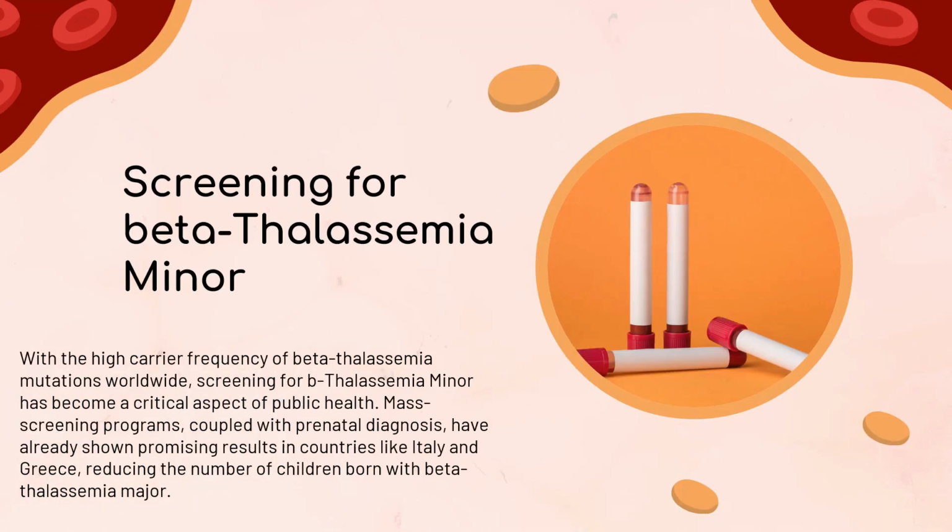Screening for beta-thalassemia minor. With the high carrier frequency of beta-thalassemia mutations worldwide, screening for beta-thalassemia minor has become a critical aspect of public health. Mass screening programs, coupled with prenatal diagnosis, have already shown promising results in countries like Italy and Greece, reducing the number of children born with beta-thalassemia major.